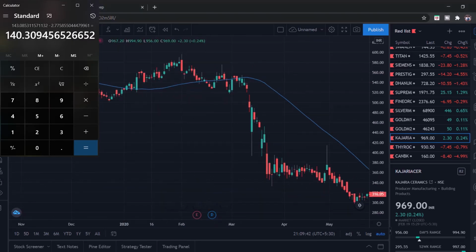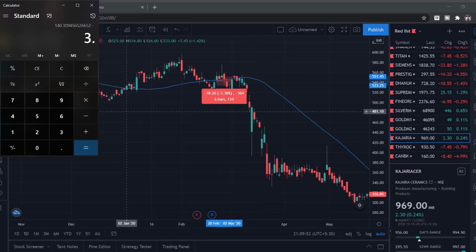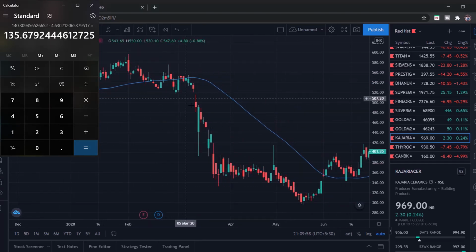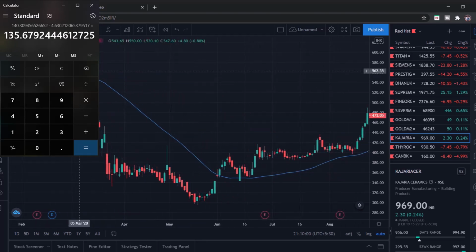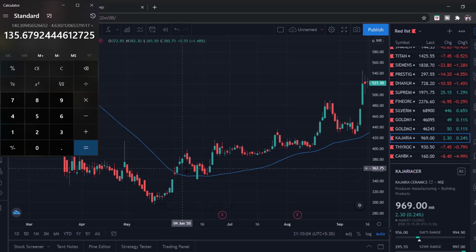Okay, and our next entry will be here. Again, we'll be taking a loss of 3.3%. So minus 3.3%. Okay. And our next entry would be after the downtrend. It keeps us out of the downtrend. So our next entry would be here.